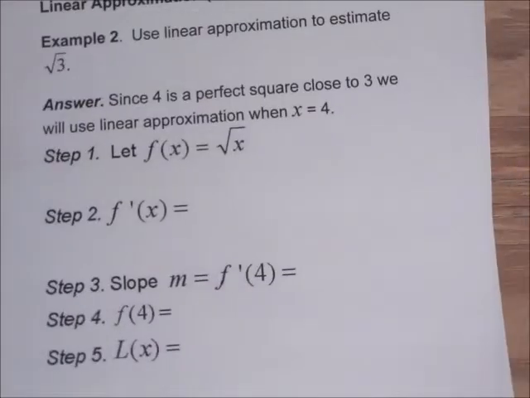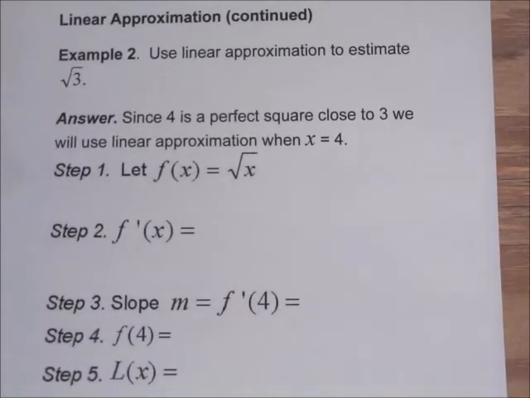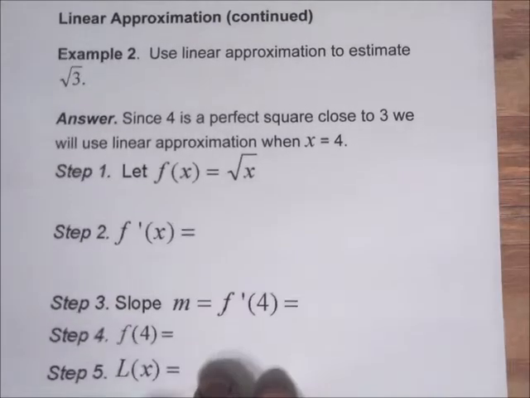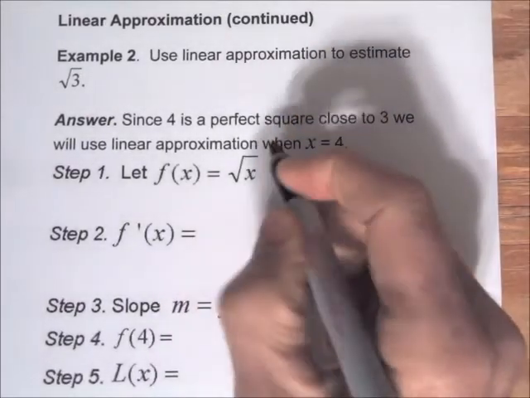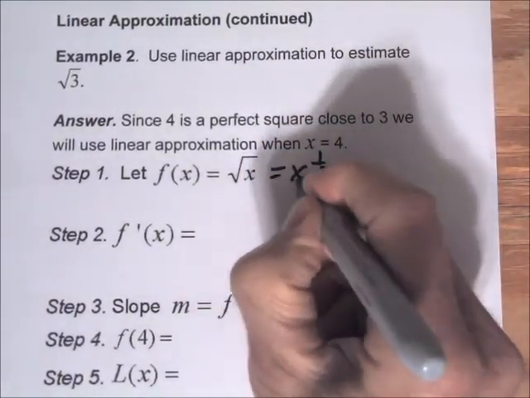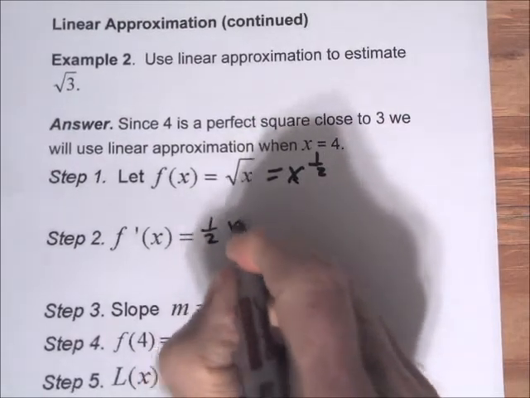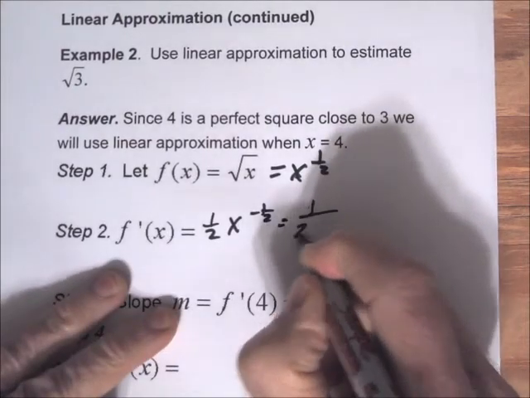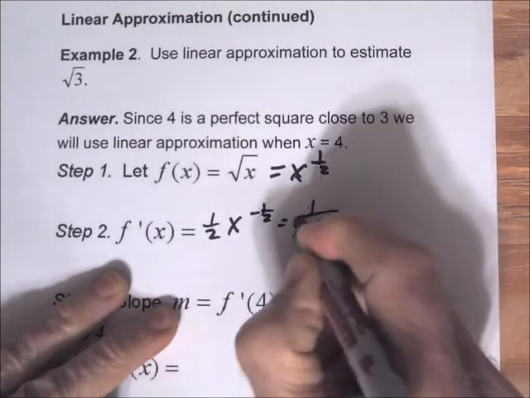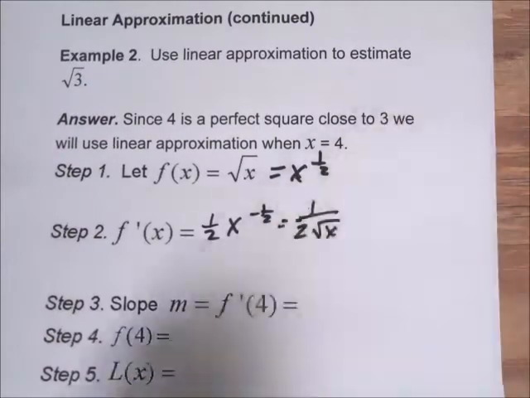Okay, so just to give another example, perhaps a more useful example: we want to estimate the square root of 3 using linear approximation. So we'll let f of x equal square root of x and take the derivative. You can write this as x to the half power and use the power rule. This will be 1/2 x to the minus 1/2 power, which is 1 over 2 square root of x. The negative exponent is the same as the positive exponent in the denominator.